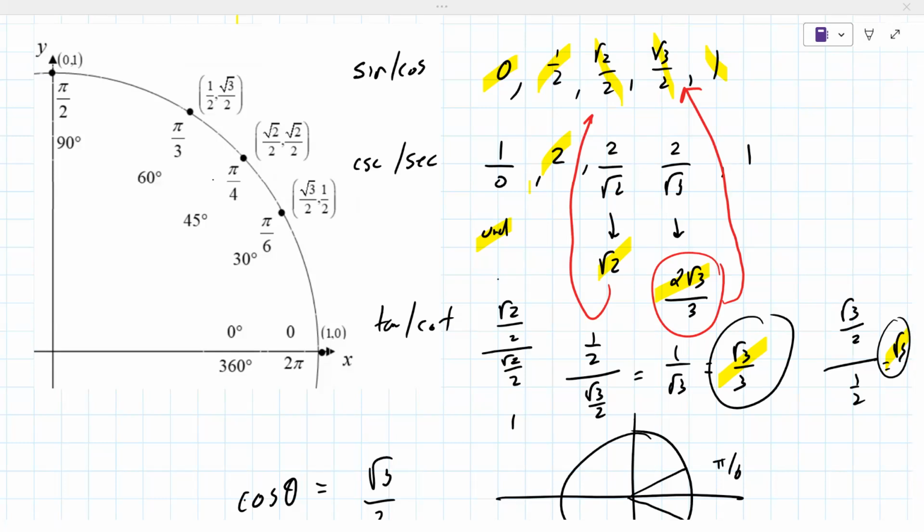Thoughts on that? That makes sense. Okay. So let's look at 11 here.